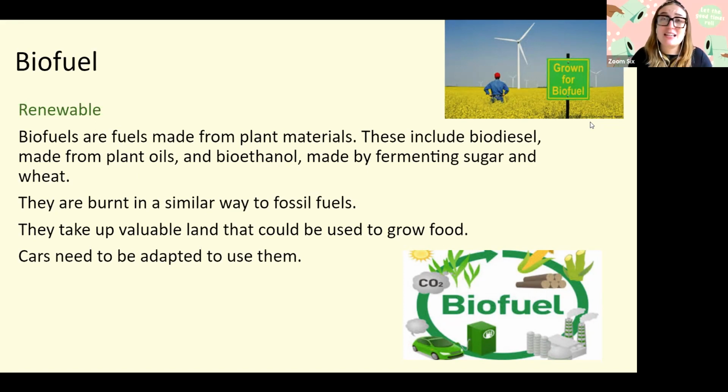Also, whilst they do release less emissions, if you wanted to use them in your cars and things, you actually have to convert your cars to be able to use them. So very few cars are built with the ability to use things like bioethanol. So it can take some time to convert it. A really well-known case of biofuel being used is the lemon bus.